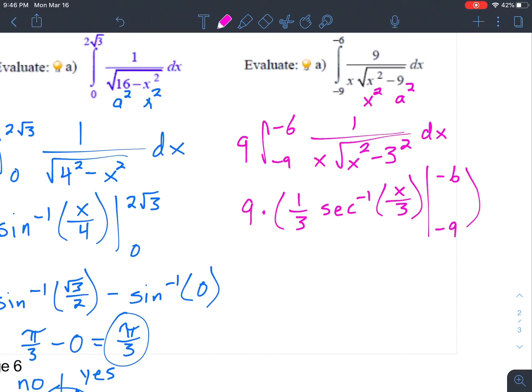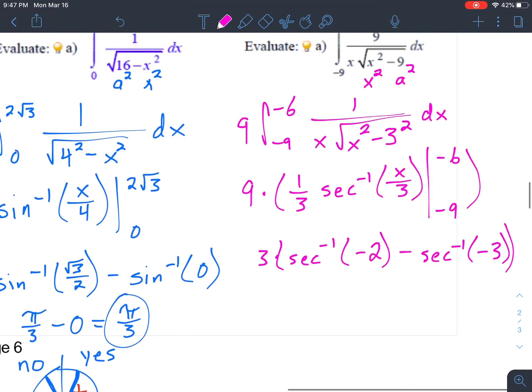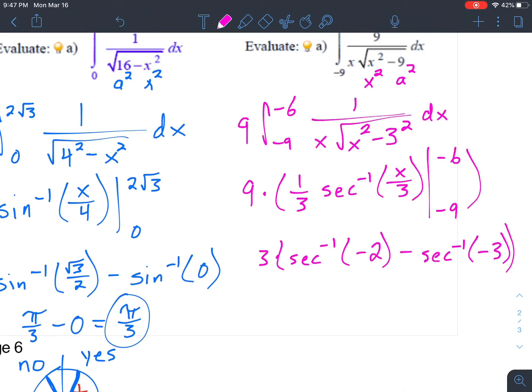All right, we're going to put these values in. I'm going to go ahead and simplify the 9 and the 1/3, so that's going to give us a 3. Then if we put in negative 6, that is going to give us negative 2. The second part is going to give us negative 3. Now we're going to be able to simplify part of this.